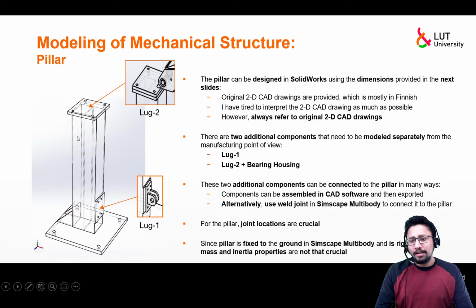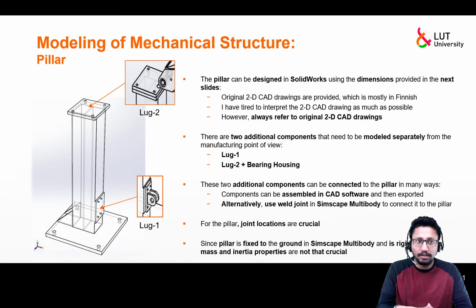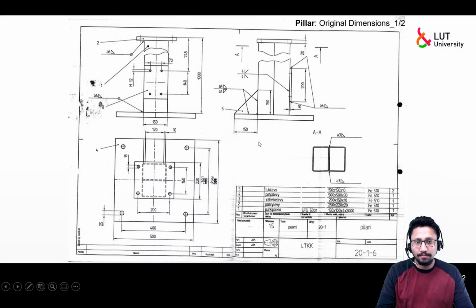Now since the pillar is fixed to ground when we model it in Simscape Multibody and is rigid, the mass and inertia properties are not that crucial because it is not moving at the end of the day, right? However, my suggestion is to do try to model the mass, give the material properties so that you have the respective mass and inertia properties. How you can give the mass and inertia properties, I will explain in the subsequent slides.